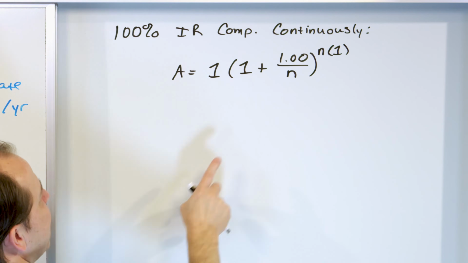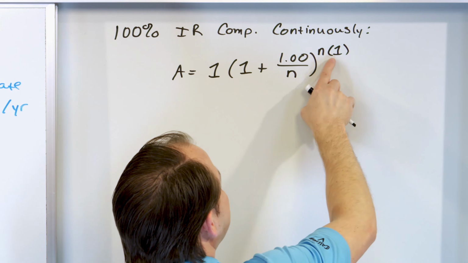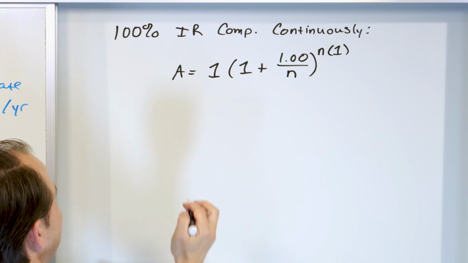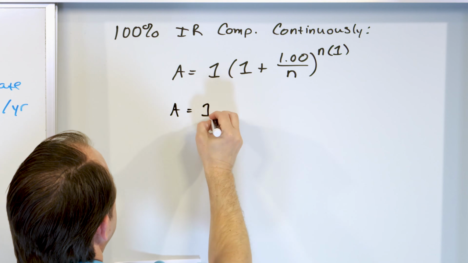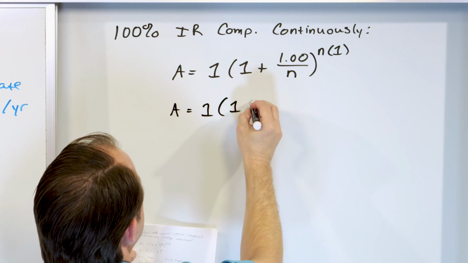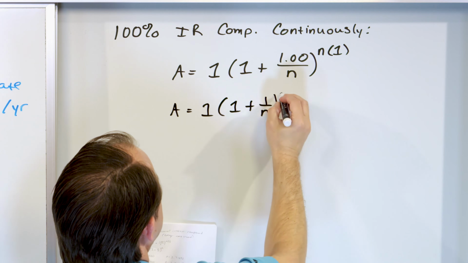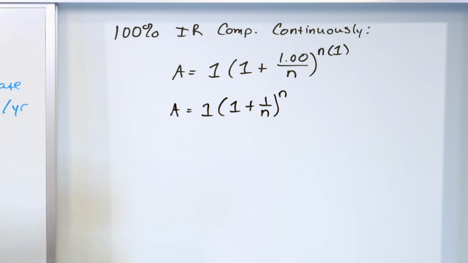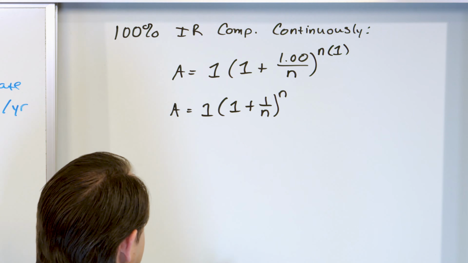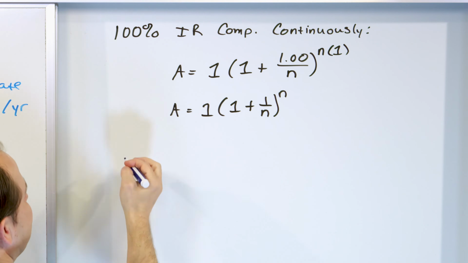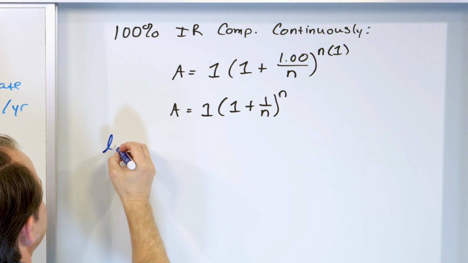Now all I'm going to do is change it to a variable and then make it that same variable times 1. So what I'm going to end up getting is 1 times 1 plus 1 over n to the nth power. That's what this is. Okay. Now we said we want to compound it continuously. I don't really know exactly how to calculate it continuously, but let's try to get as close as we can.